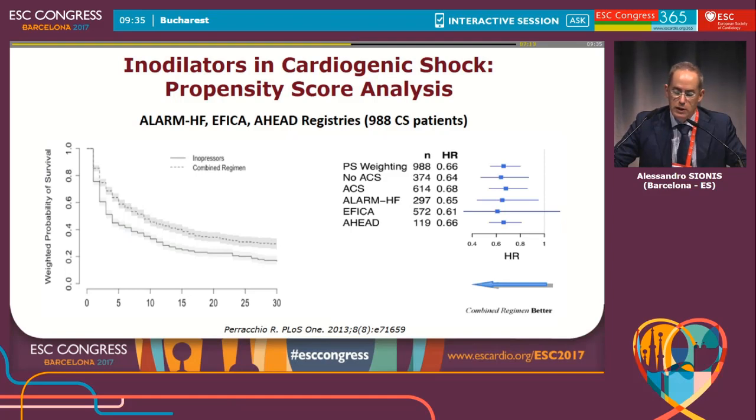So this is actually very interesting, and this remained significant even after a propensity score weighting for a ton of variables, and it remained also significant in patients without ACS and with ACS.